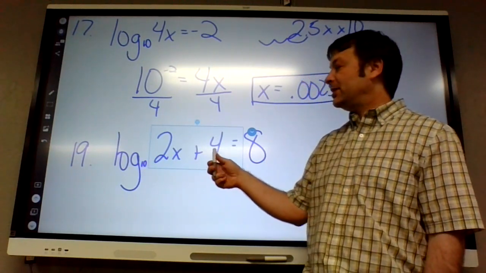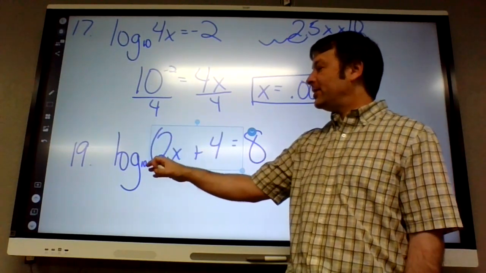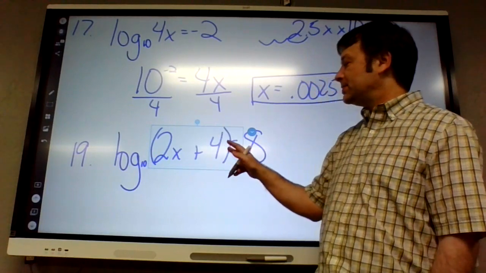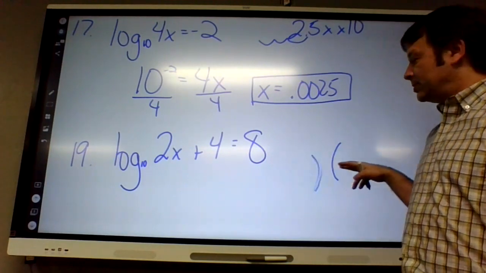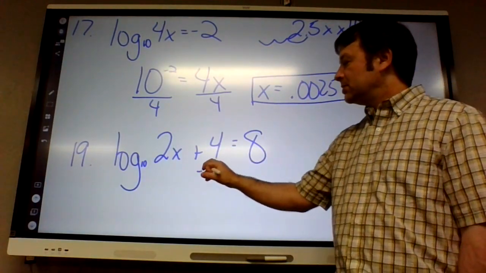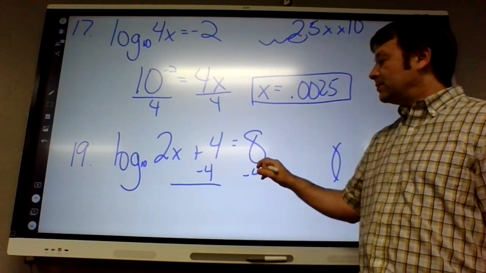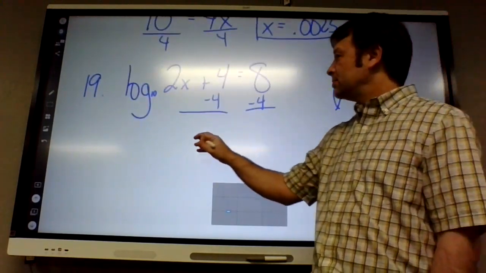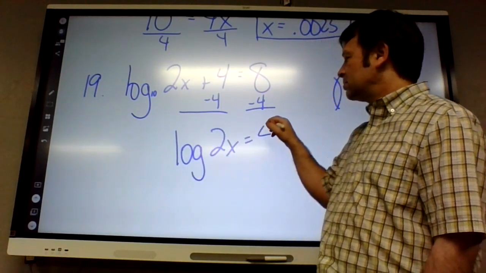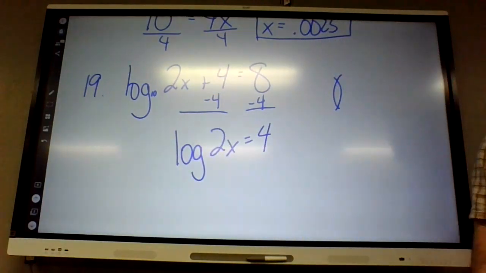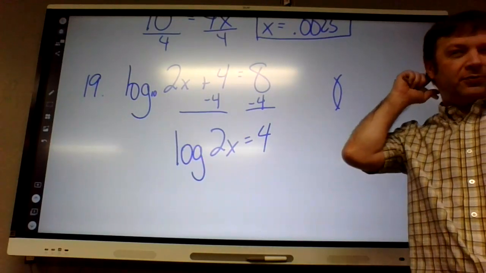Free. It is free. If they wanted to make it part of the log, they would have had to use parentheses, but they didn't. So the 4 is free, so we can clean it up. So let's just get rid of it. -4. A lot cleaner. So we're ready to change it into exponential form.